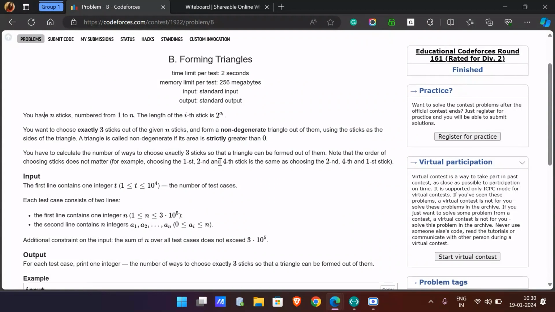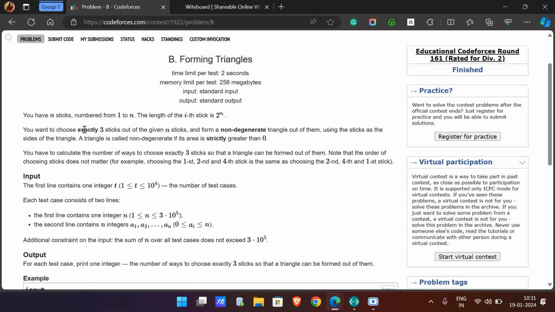Hey everyone, today I'll be solving the question Forming Triangles that came in Educational Codeforces Round 161 D2. In this question, you will be given n sticks numbered from 1 to n, and the length of each stick is 2 to the power of a. If I am standing at position i, then what would be its length? It would be 2 to the power of a, where a is the element at the ith position.